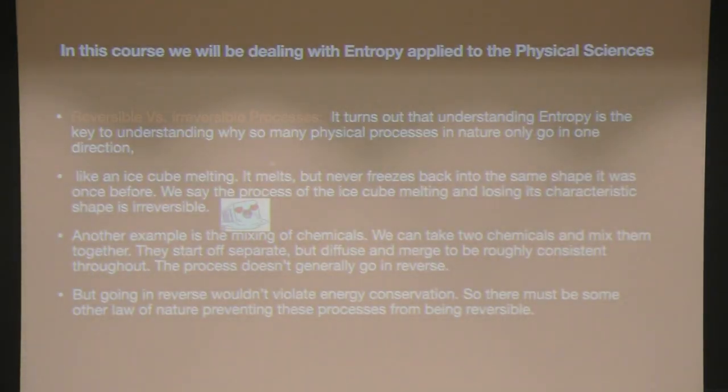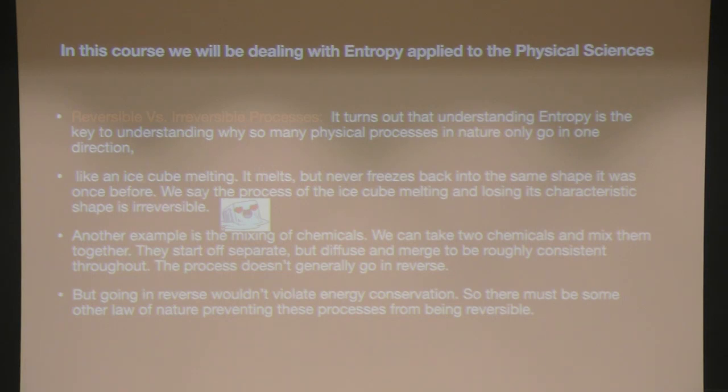And then we're going to be dealing with entropy applied to the physical sciences case. So we're going to talk about reversible versus irreversible processes. It turns out that understanding entropy is the key to understanding why so many physical processes in nature only go in one direction, like why two objects reach the same temperature, but they don't go back to being two different temperatures. It only goes one direction. Think about that. That's pretty weird. Well, the explanation as to why is because of entropy. It's an irreversible process.